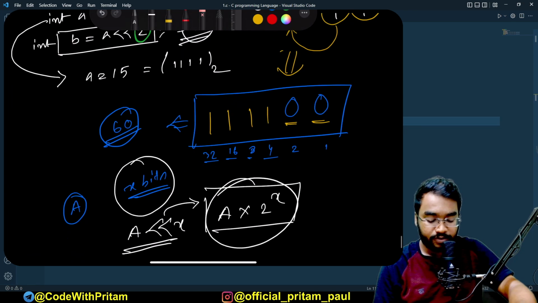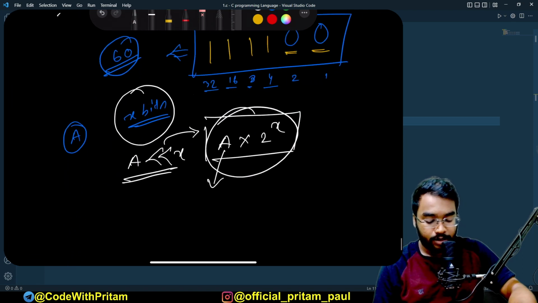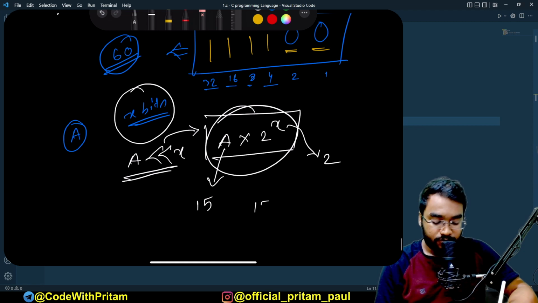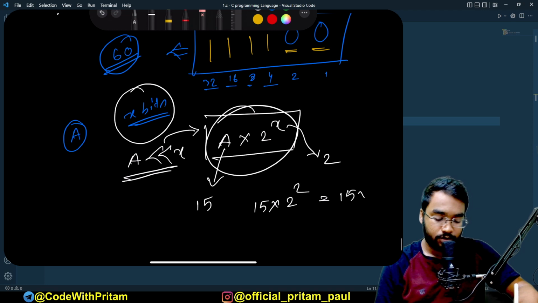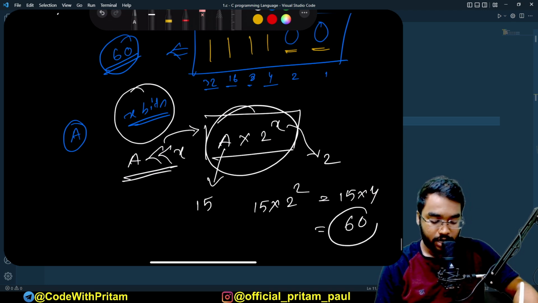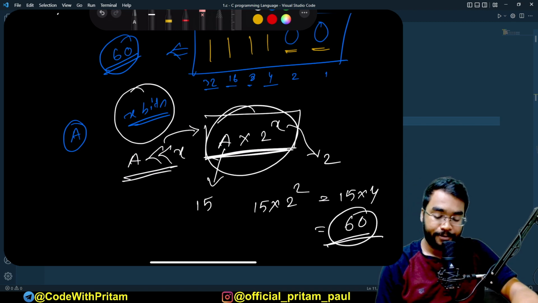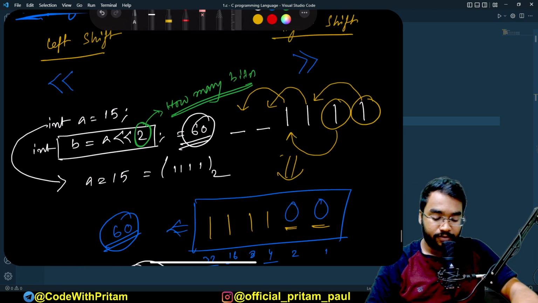So here a is 15, obviously a is 15 and x is 2, that means 15 into 2 to the power 2, which means 15 into 4, which means 60. This is the shortcut formula to find the left shift. Okay, so in this way we can find the left shift.